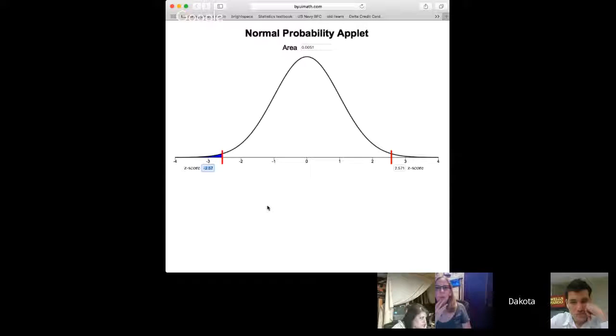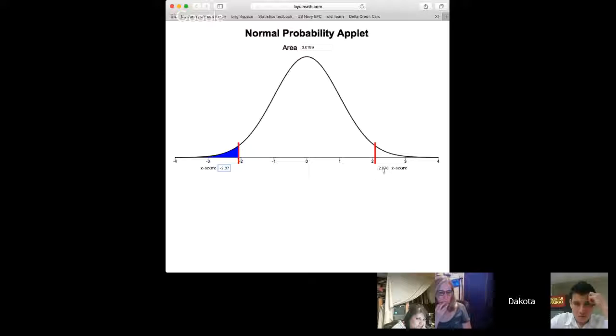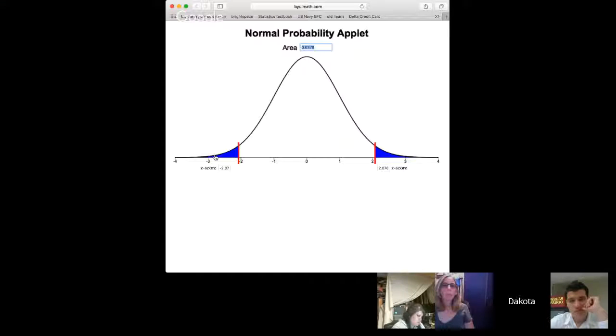I plugged in negative 2.076 on this, and it also gives you 2.076 on the other side here. And I just highlighted both sides, and I got the area here. So it's the two extremes, really high and really low. Exactly. That's how I interpreted it. I don't know if you guys feel the same way.